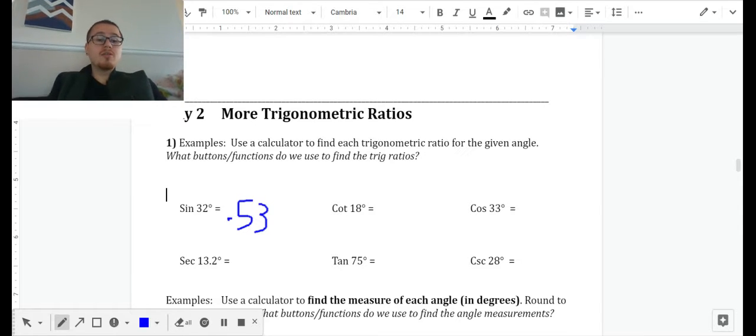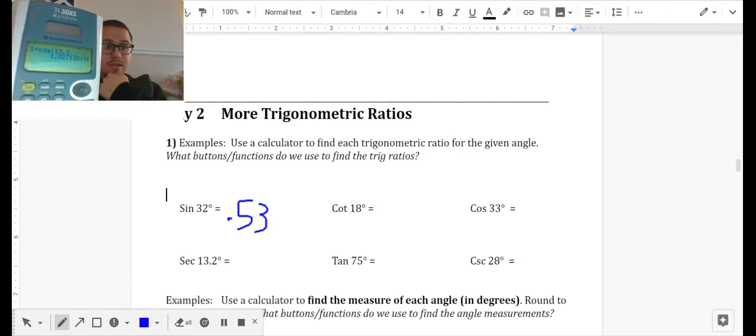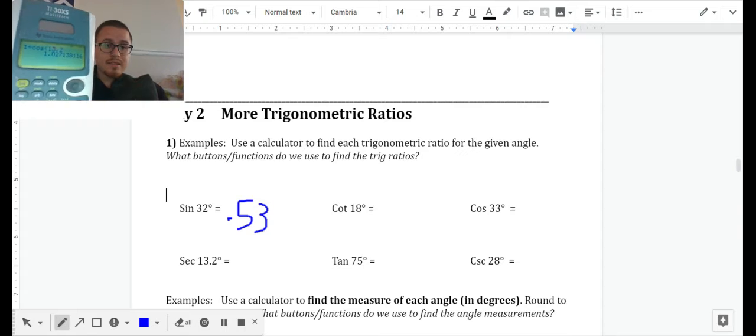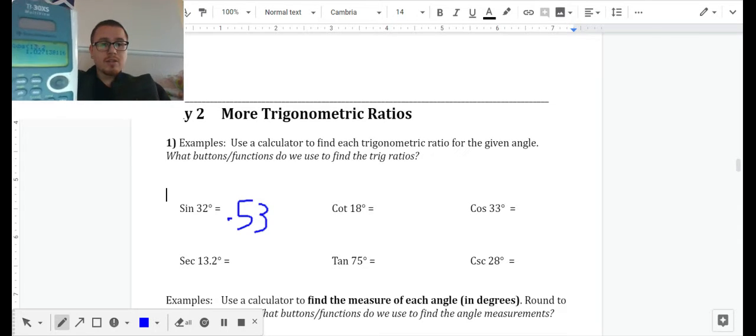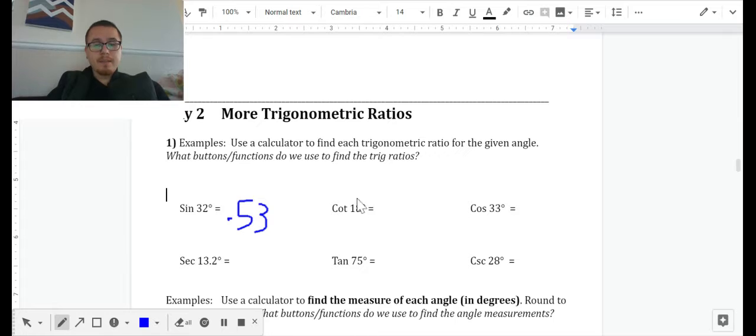You need to do the same function, but we have to remember that they're inverses. So if we're looking at the secant of 13.2 degrees, secant is the inverse of cosine. So it's going to be 1 divided by cosine of 13.2, and that's going to get you your ratio of 1.27. So that is the ratio for secant. For cotangent and cosecant, make sure you put 1 divided by the function that they're inverses of. All right, so that's the basics there.